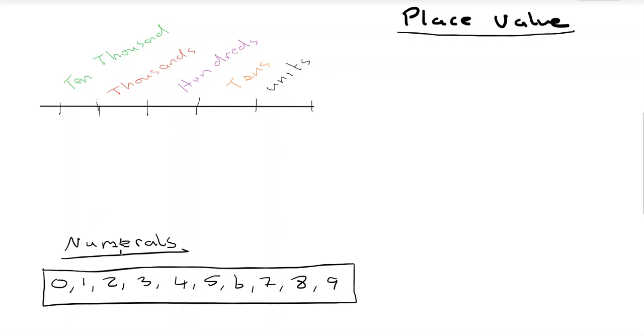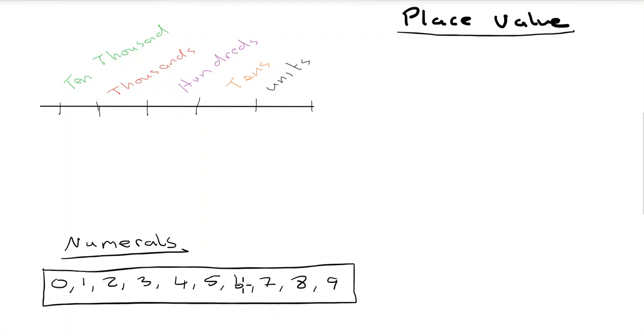A way to think about these numerals is that they're basically symbols that we use to represent our numbers. As I said, there are 10 of them, from 0 to 9. And these numerals can be used to represent any number, large or small. Just different combinations of these can be used to represent lots of different numbers.